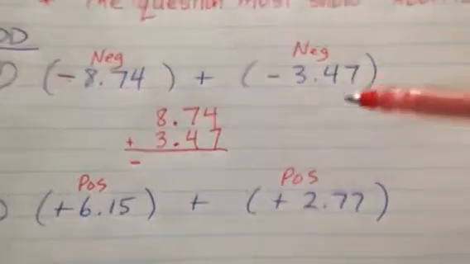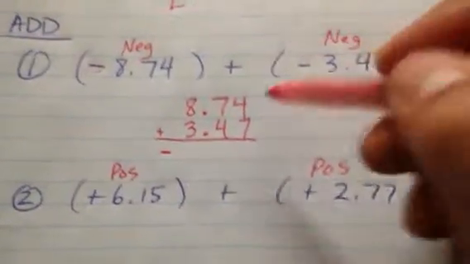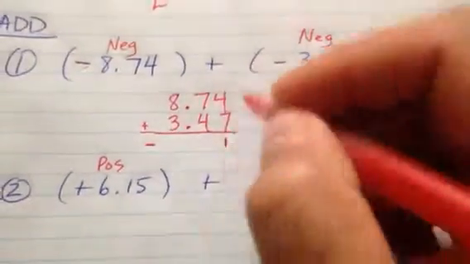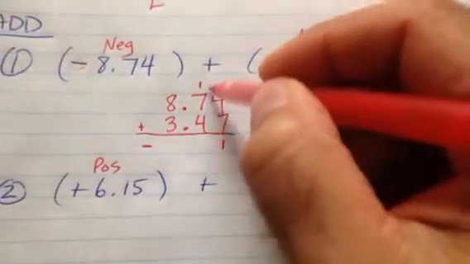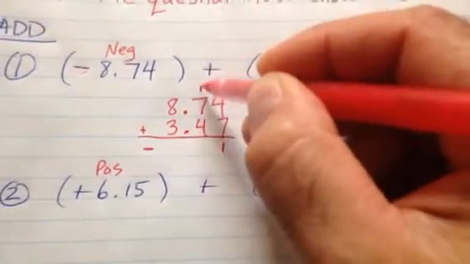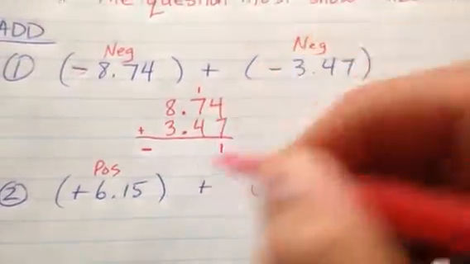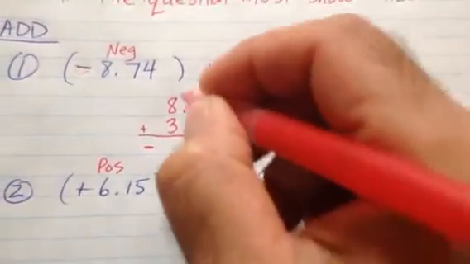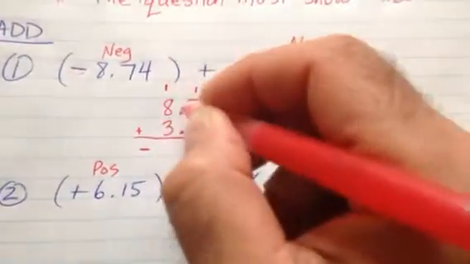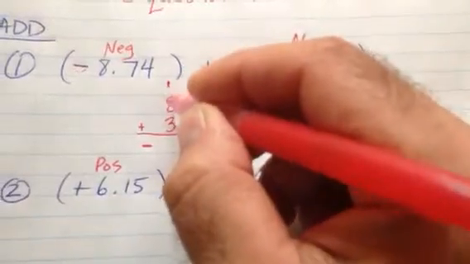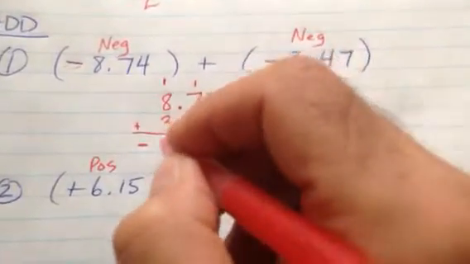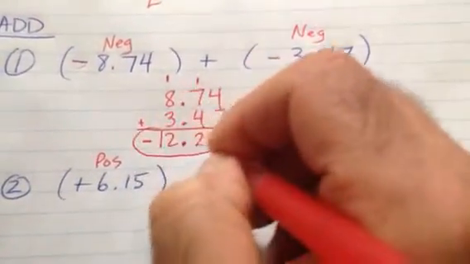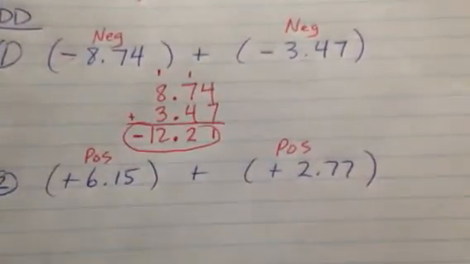So now you add as you normally did in elementary. 4 plus 7 is 11. Carry the 1. And now the one you carried, you add the second column of numbers. 1 plus 7 plus 4 is 12. Drop the 2. Carry the 1. You can line your decimal up here. 1 plus 8 plus 3 is 12. So the answer is negative 12.21.